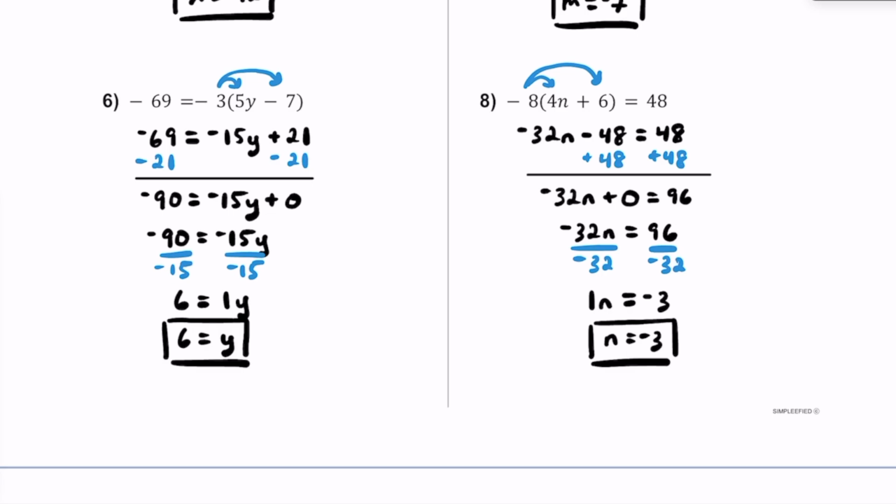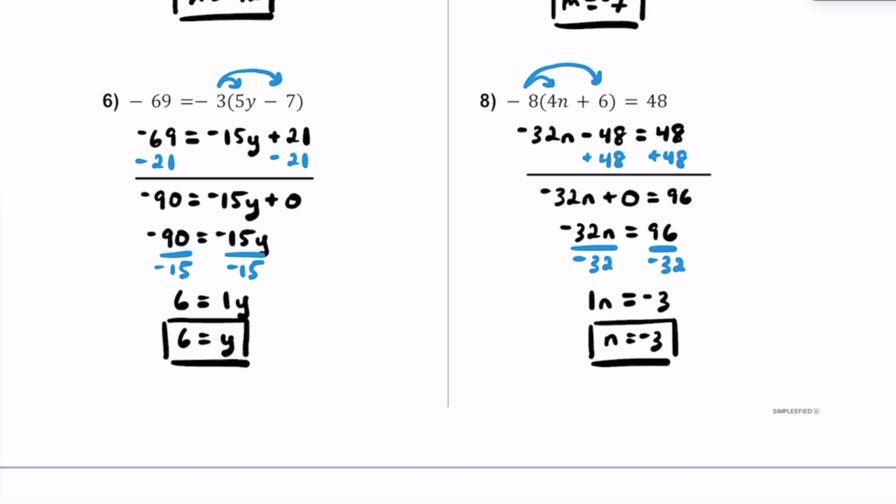Let's go ahead and check it though. Take this negative 3, plug it in here. 4 times negative 3 is negative 12. Negative 12 plus 6 is going to be negative 6. If we take this negative 6 and multiply it by negative 8, we do get positive 48. So that seems to check out just fine.